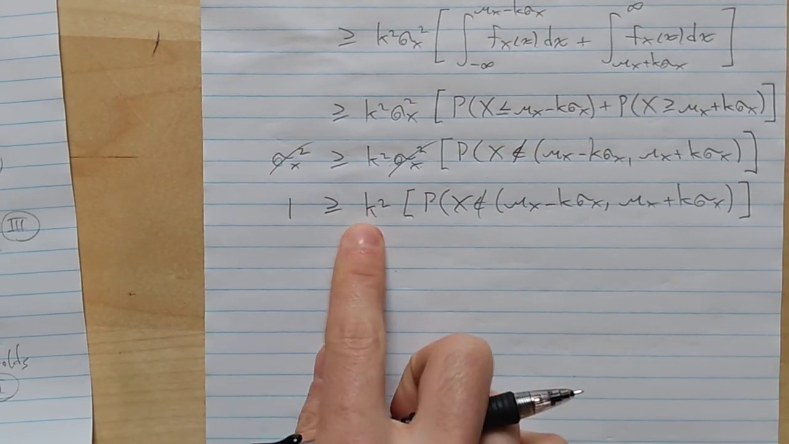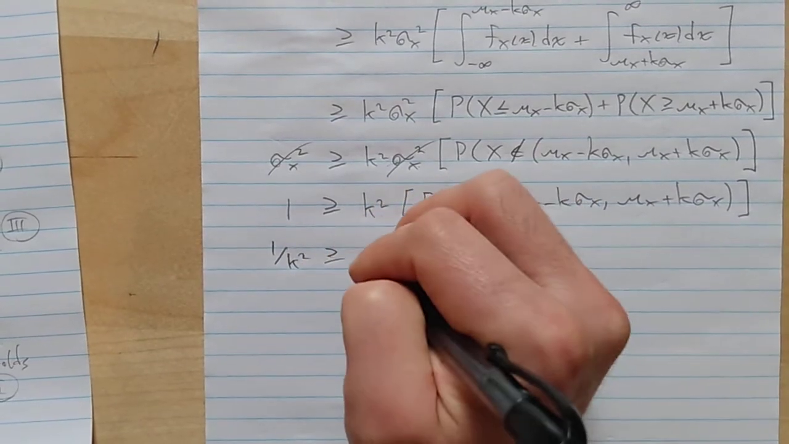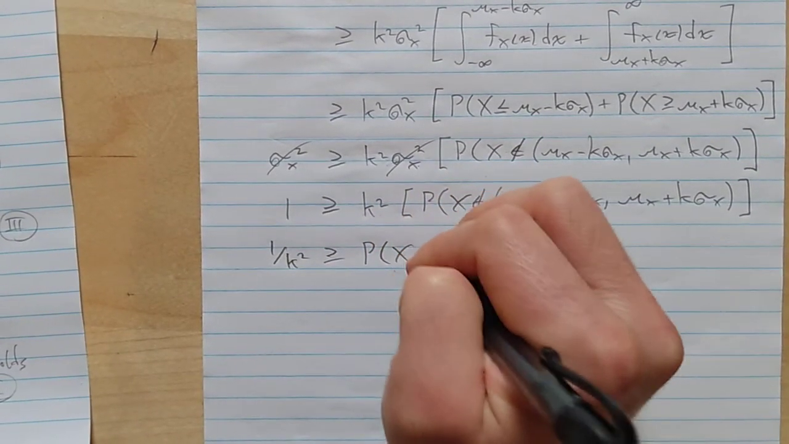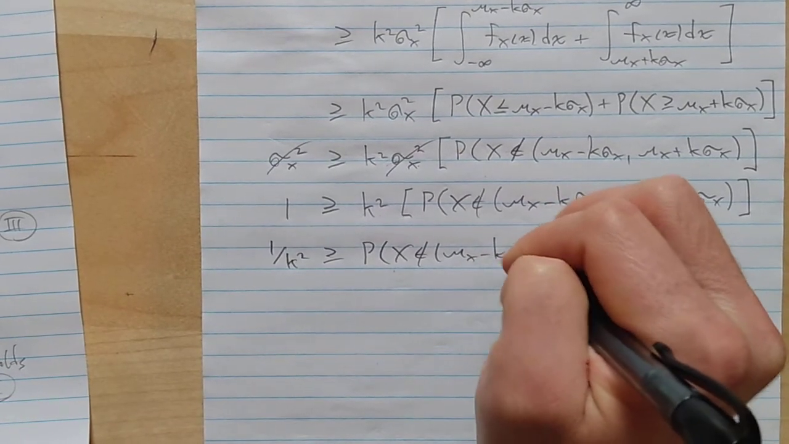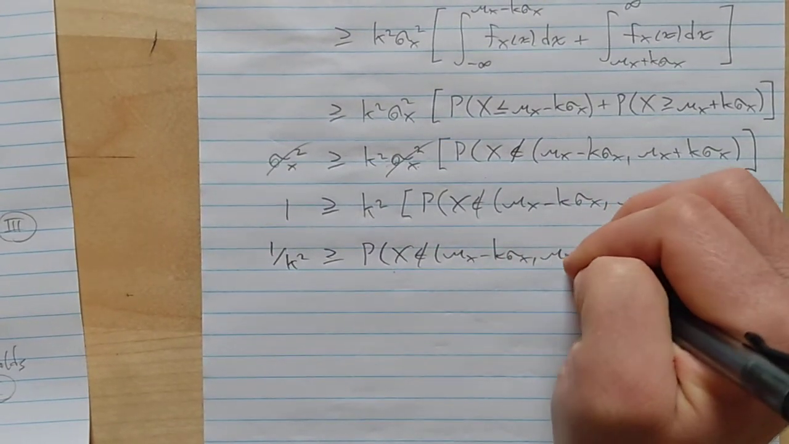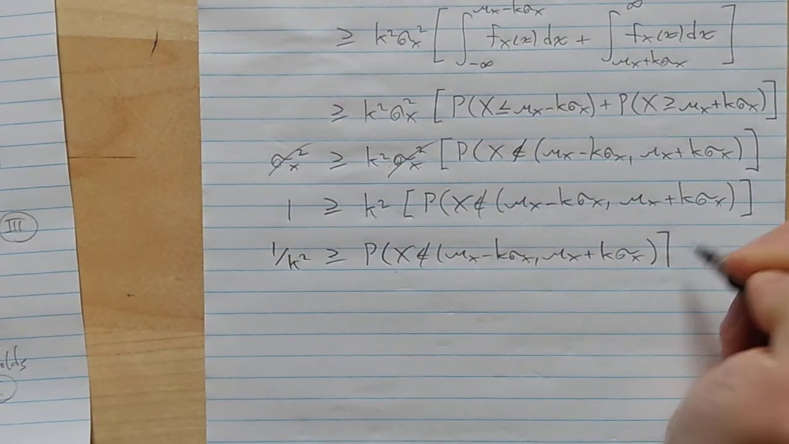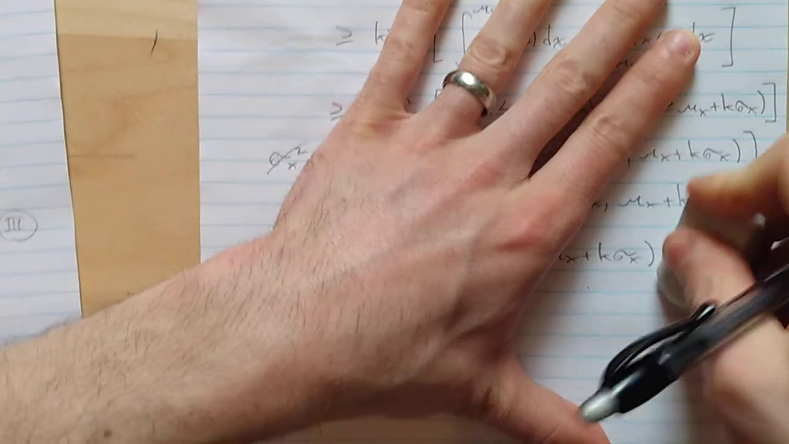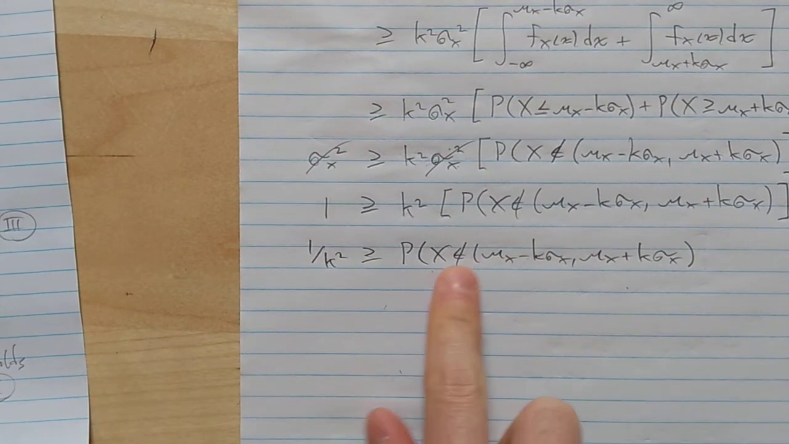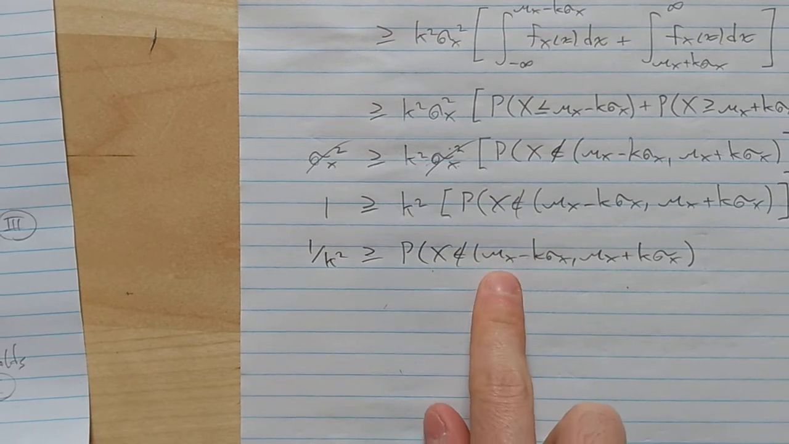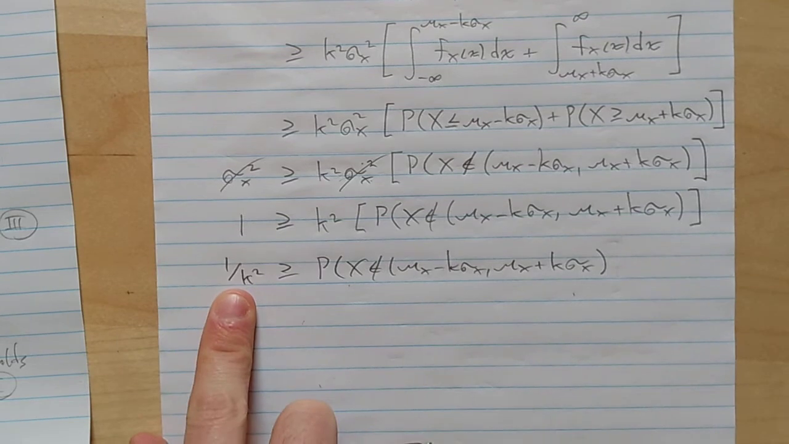I'm going to divide both sides by k squared, and we're going to get this, that the probability x is not inside this interval, x minus k sigma x. A lot of symbols here. Oh, and I didn't put a bracket. Don't need it. There we go. The probability x is not in this interval is smaller than or equal to 1 over k squared.